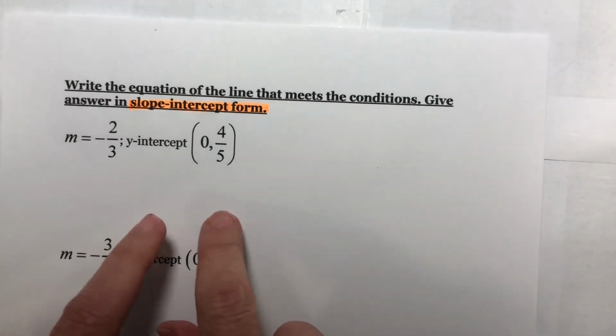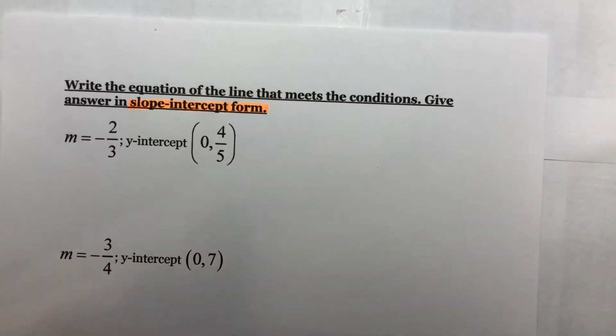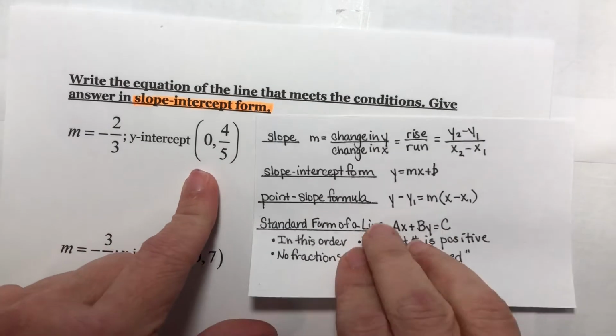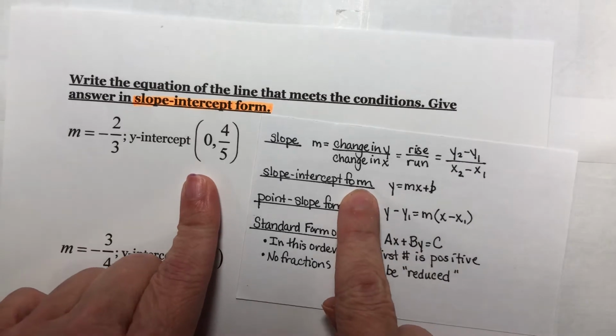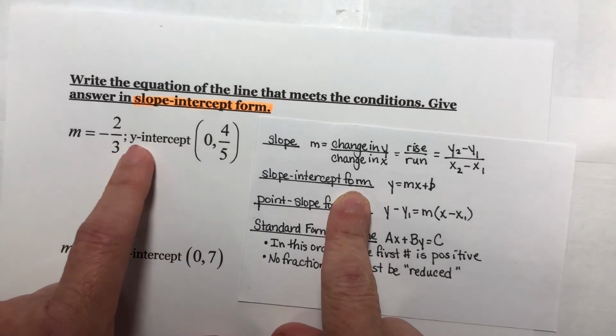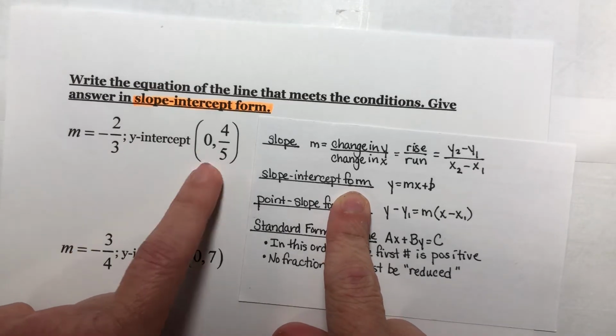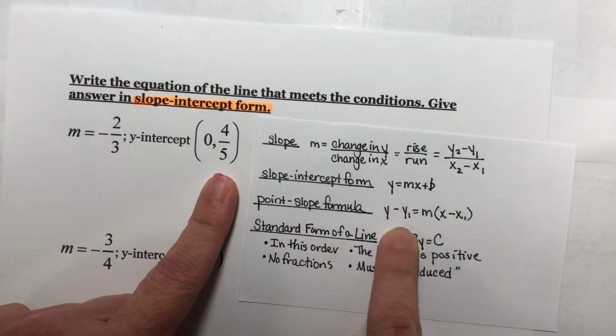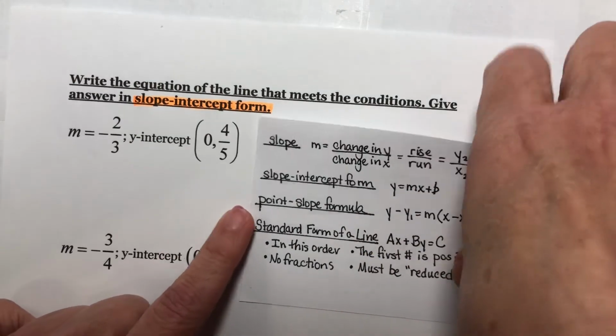I'm going to work this one two ways. If you notice that you have a y-intercept, then you can plug directly into here. You might not notice that you have a y-intercept. It might not say it, and you might just look at this and say, okay, well, I have a point. And then you would use this formula. It doesn't matter. It works either way.